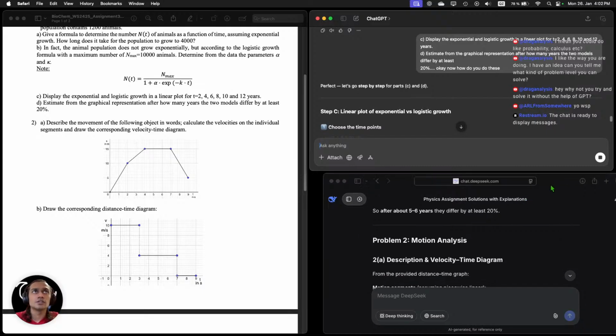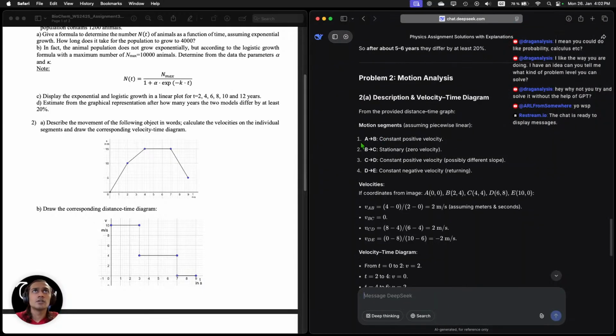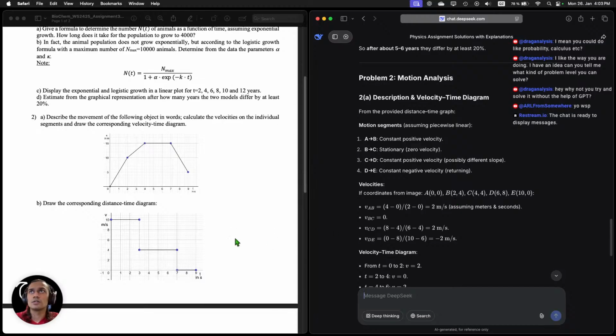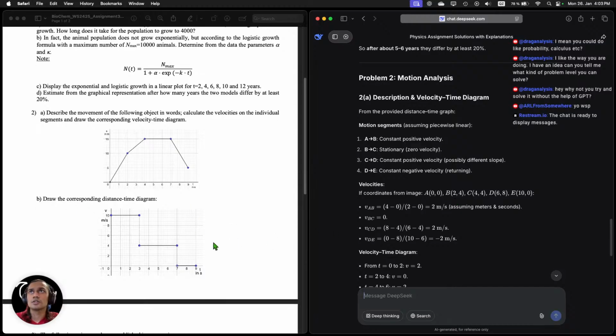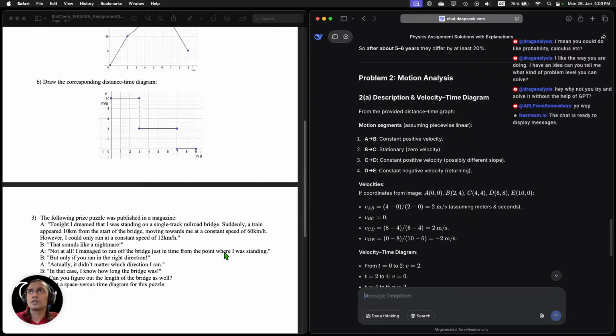Motion analysis. A to B: constant positive velocity, stationary zero velocity, constant positive velocity. If coordinates from image 0, 0 to 4... no. Draw the corresponding distance time diagram.